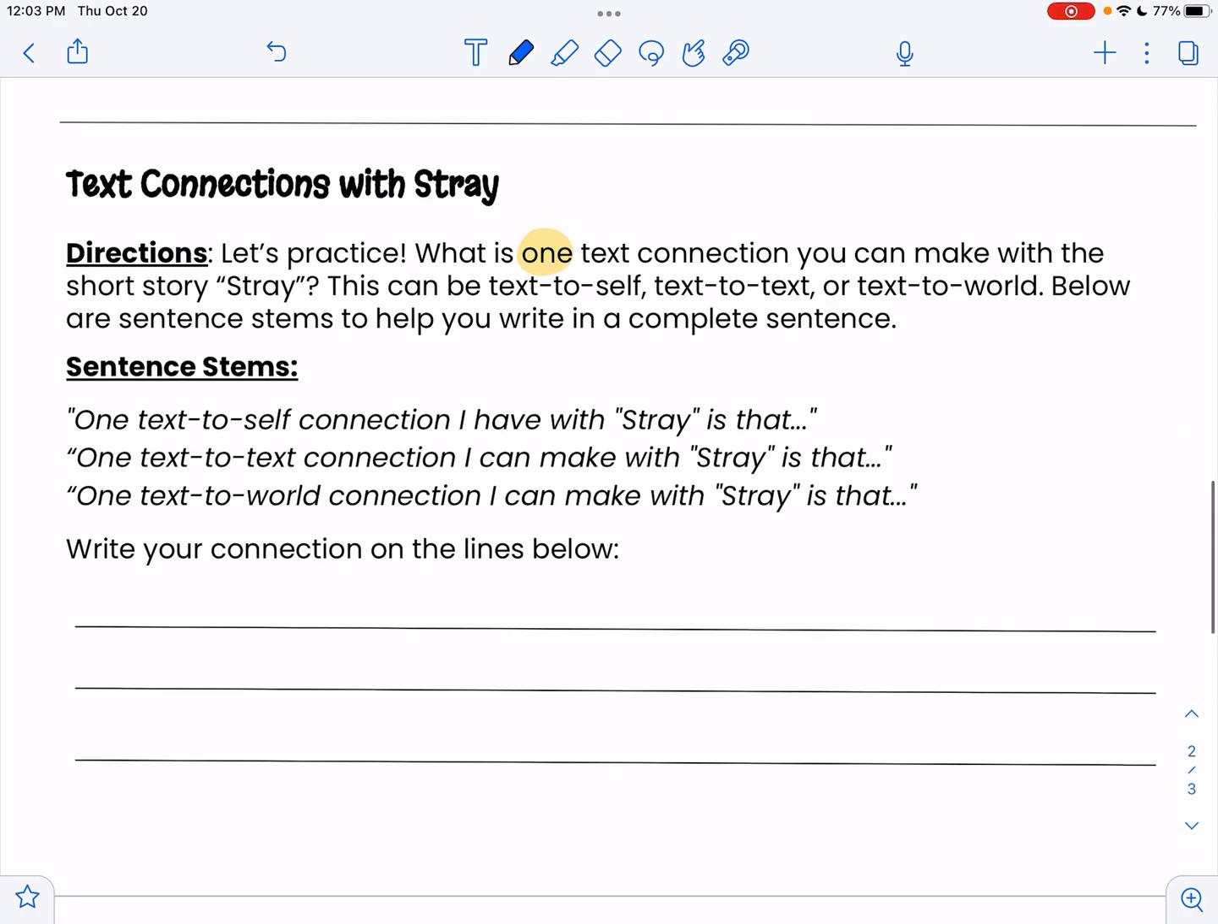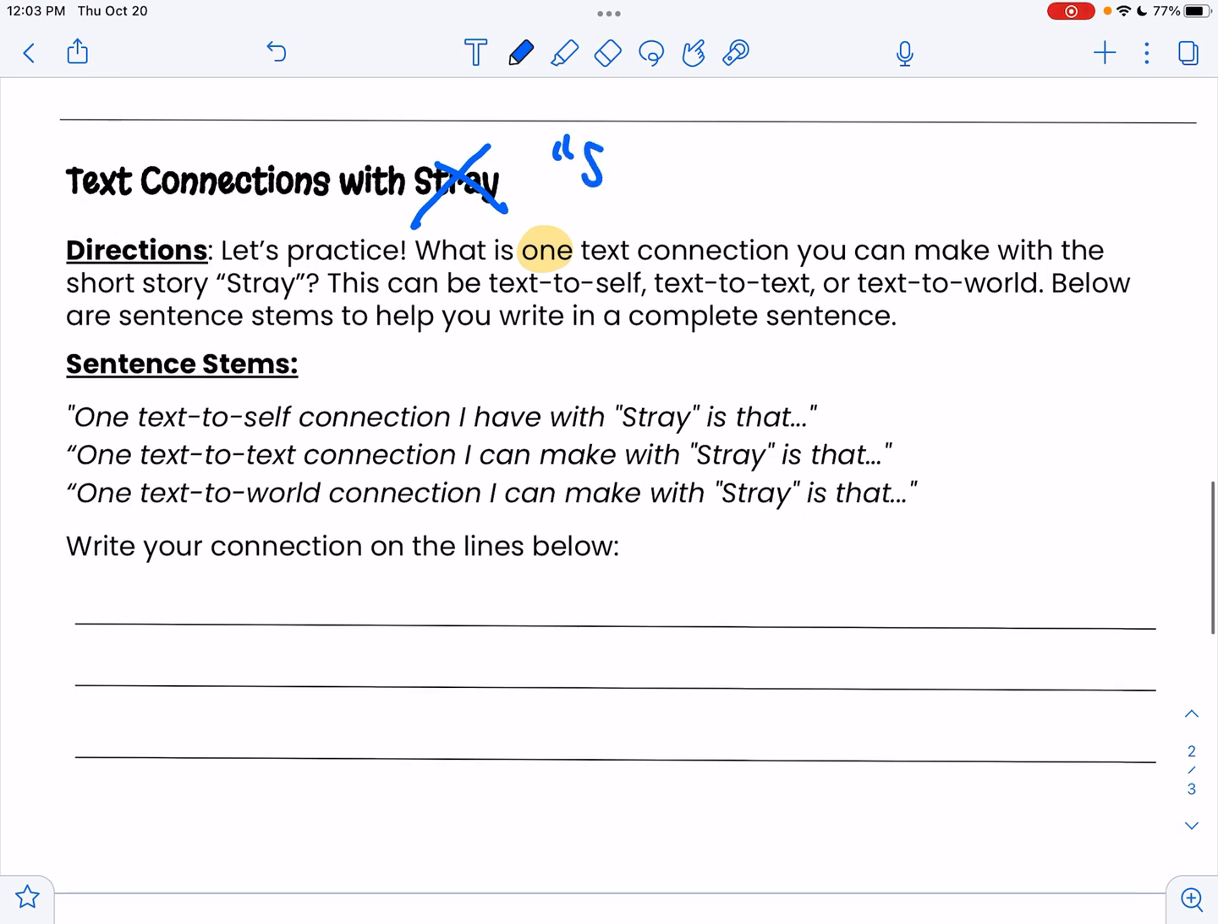At the bottom of your notes, you'll see that you need to make text connections with Super Patriot, not Stray. So Super Patriot is the story you read on Friday. Make sure to bring this out of the study section of your binder. You'll need to look at your story, so go ahead and take your story out. You can pause here while you do that.